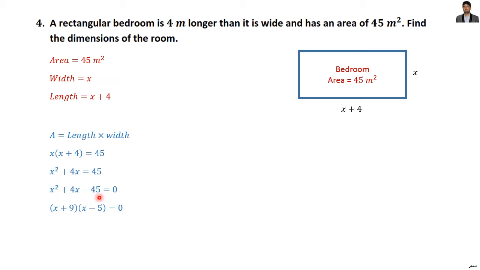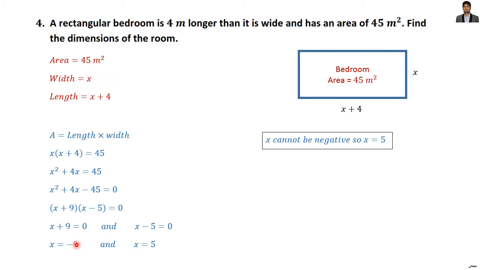Means we need two numbers. When we multiply, we should get minus 45. And when we add, we should get 4. So the numbers are 9 and minus 5. We can check: 9 times minus 5 is minus 45 and 9 minus 5 is 4. x plus 9 is equal to 0. x minus 5 is equal to 0. We'll get two values. x is equal to minus 9 and x is equal to 5.